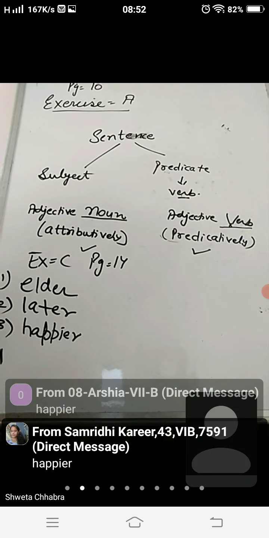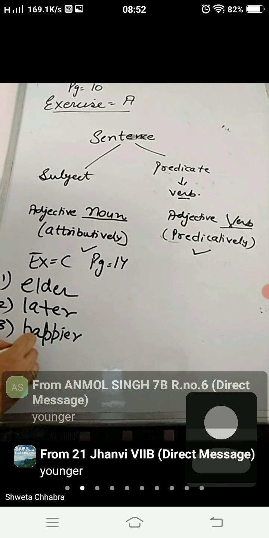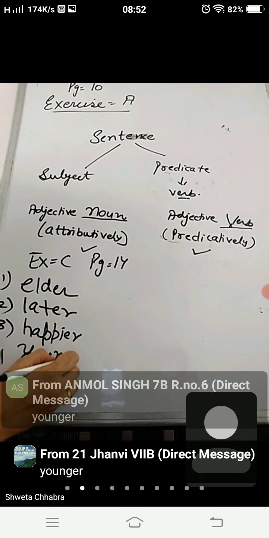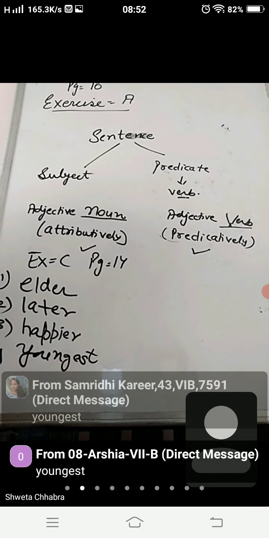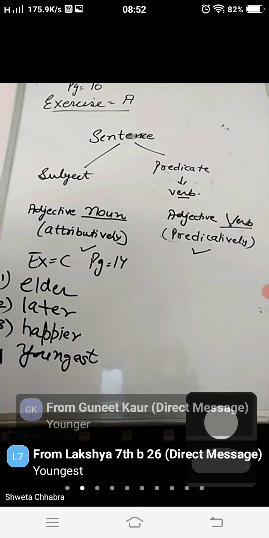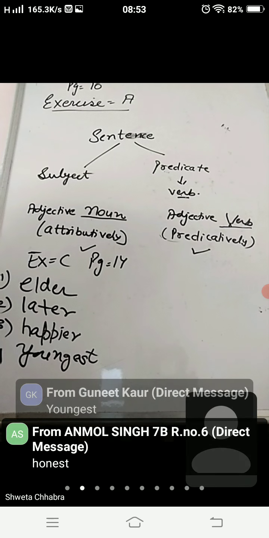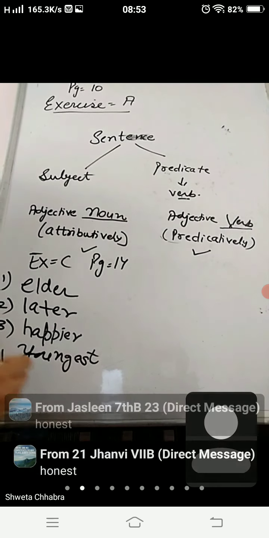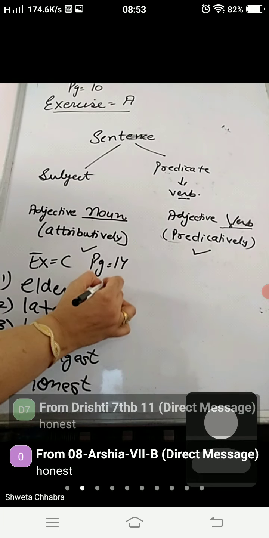Yes. That child is the dash in the class. In the class. So with "the", the superlative degree will be used. That child is the youngest. Please be dash when you answer. Please be honest when you answer. Yes, Angadeep, very good. Anmol Singh, very good. Please be honest. Your answers are right. Good.